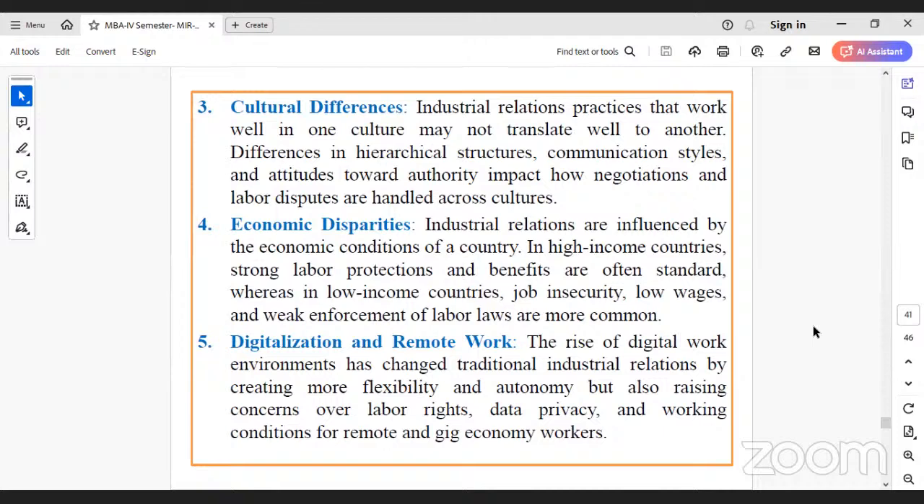Definitely, the economic disparities are going to be there because the Indian rupee is different, the American dollar is different, and the Chinese currency is different. So country to country, the dollar price may be different. So definitely, there will be economic disparities at the SRS level, and in distillation and report work.